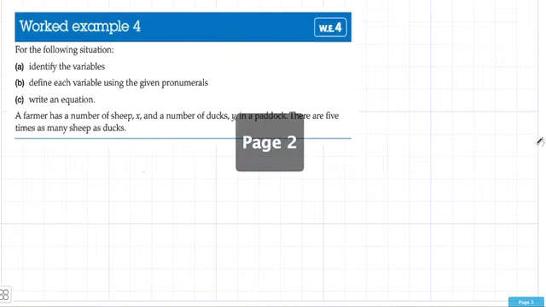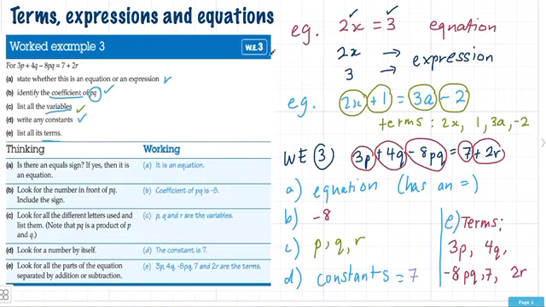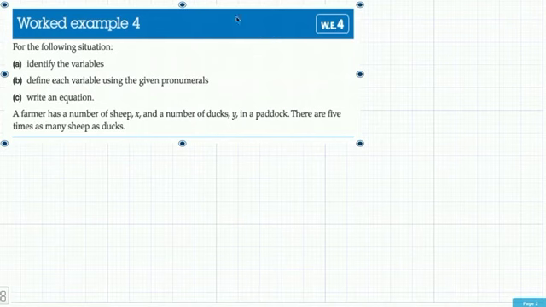So the last part of this lesson, you might really like to pause the video there if you're copying those things down. Make sure you've got them in your book. In the second example here, we're going to look at a situation where we need to identify variables and then write an equation. So we've got the question. It says a farmer has a number of sheep X and a number of ducks Y in a paddock. There are 5 times as many sheep as there are ducks. This is the part that I've underlined that we have to turn into an equation. Now remember that an equation is something with an equal sign.